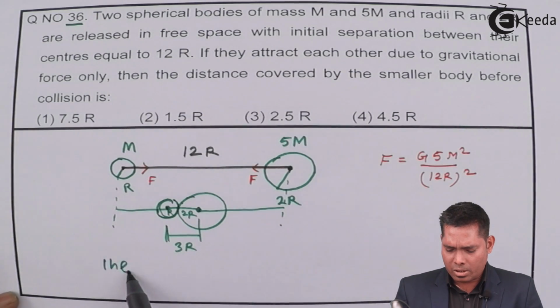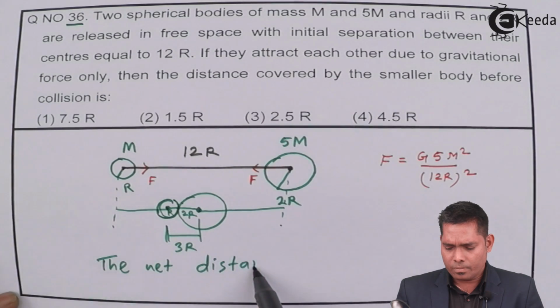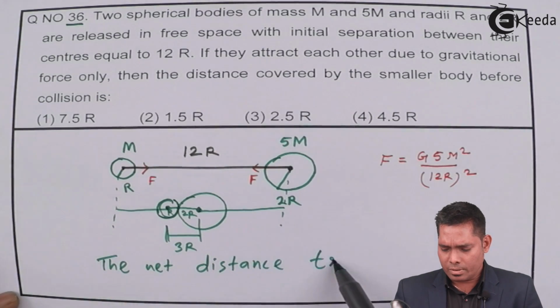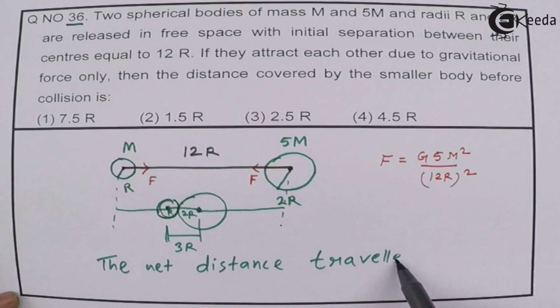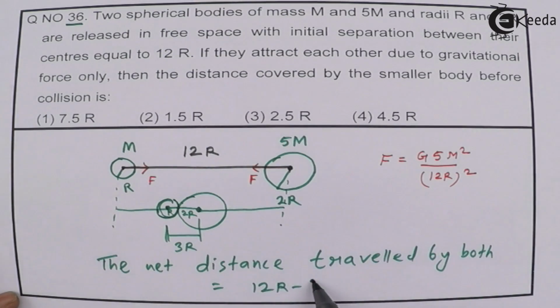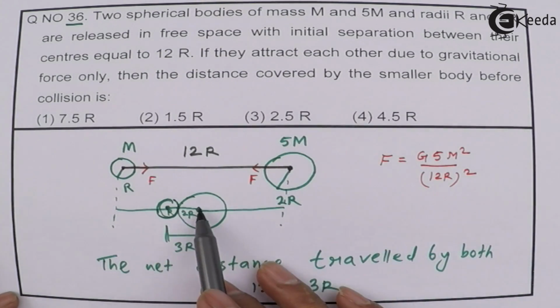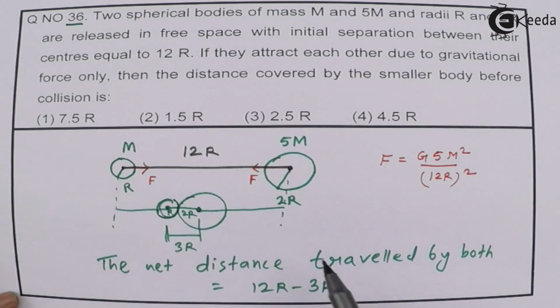So the net distance traveled by both is 12R minus 3R, because this is the present situation and this is the final situation. So this situation is possible if this distance is covered, that is 9R. So this is the situation.